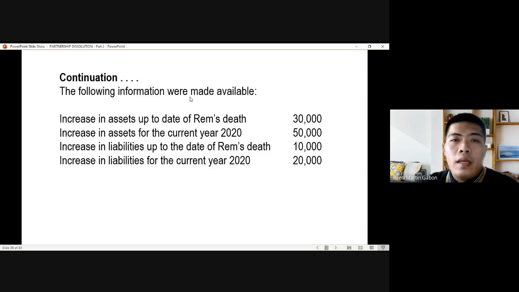Then the following information was made available. Increase in the net asset up to the date of REM's death, 30,000. Increase in the asset, rather, for the current year, full increase of 50,000. Increase in liabilities up to the date of REM's death, 10,000. Then increase in liabilities in full for the current year, 20,000. So we're going to have here a proportionate method and full accounting method.